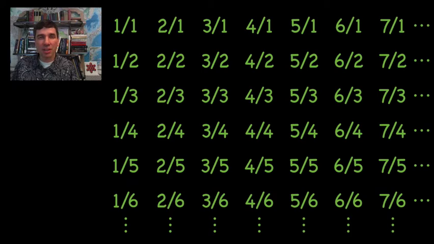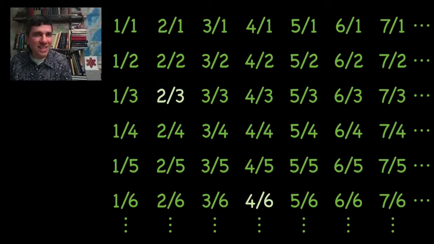For example, do you see down there 4/6? Well, that fraction is dressed up. We've already seen that fraction earlier in the table. It's 2/3. But let's say that you want a systematic way to list all of the fractions that aren't dressed up. Well, this table's not going to do it.